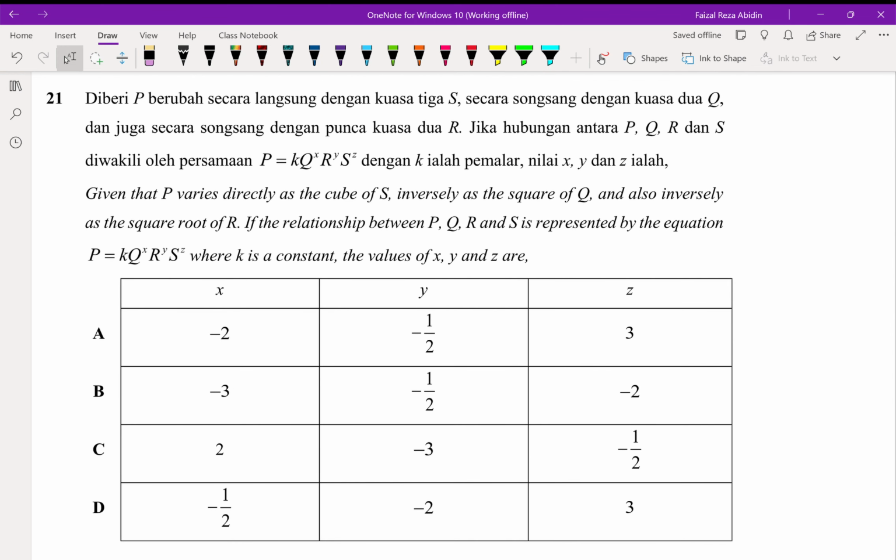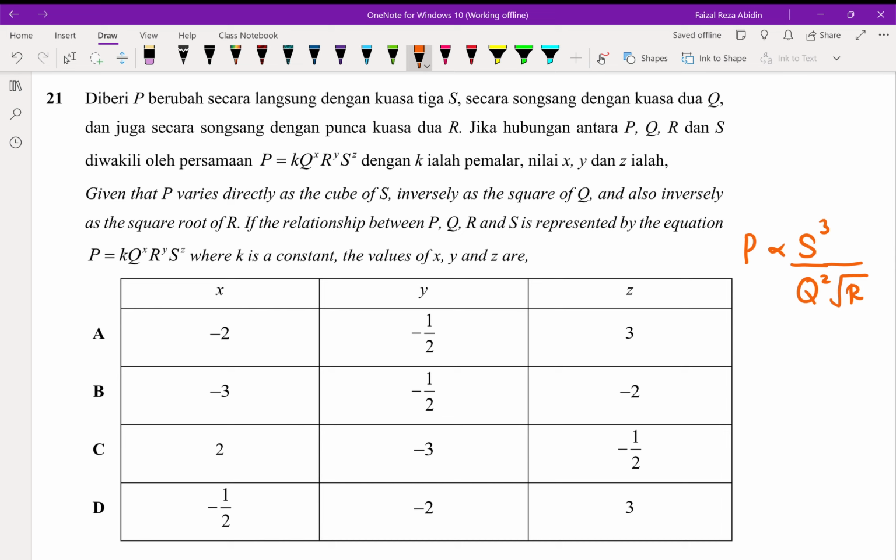21. Given that P varies directly as the cube of S, S cubed, inversely as the square of Q, and also inversely as the square root of R. Square root of R, we have it at the bottom, right?